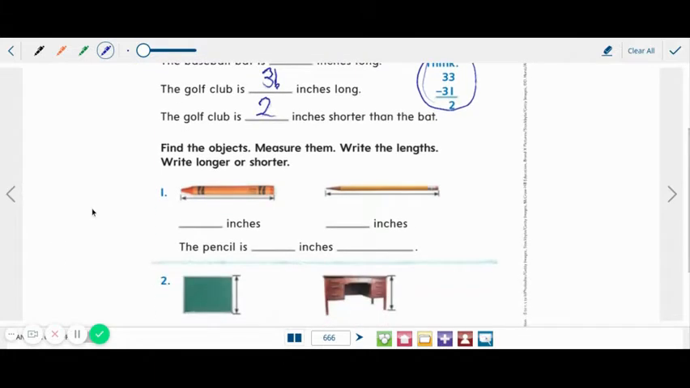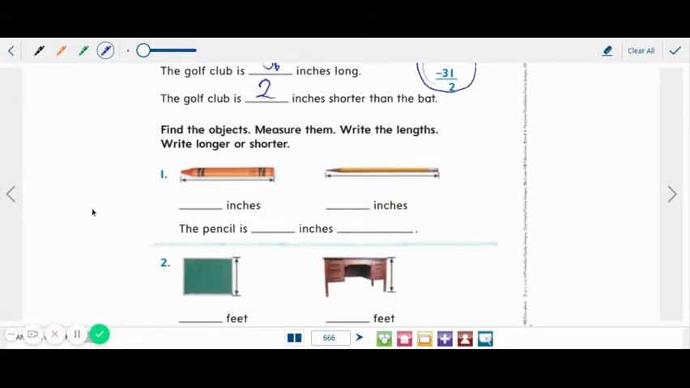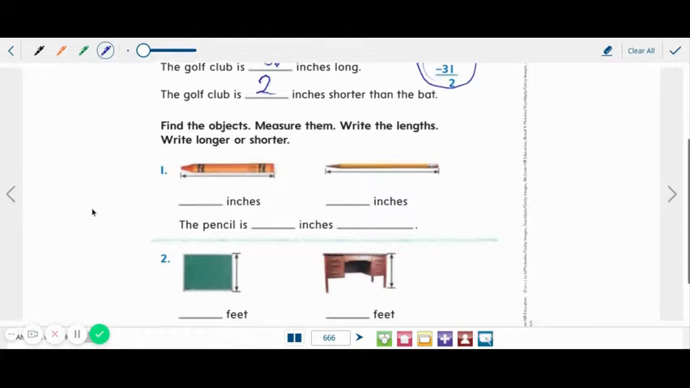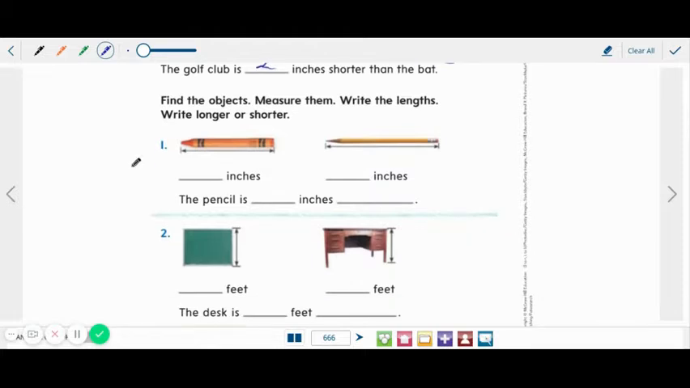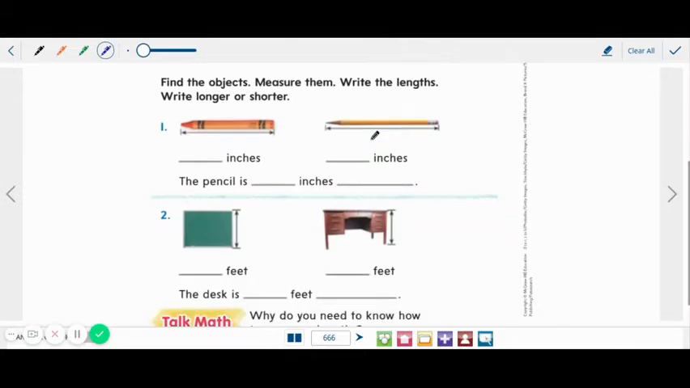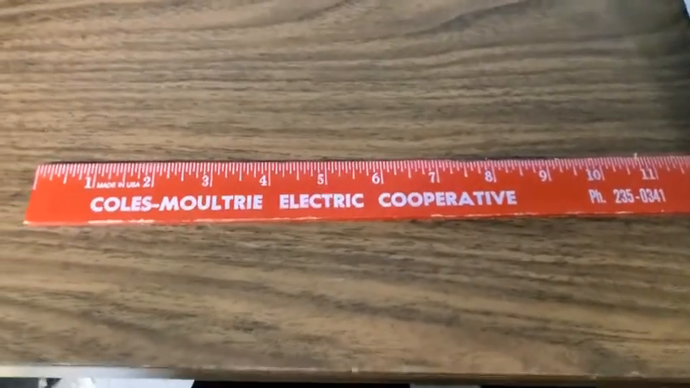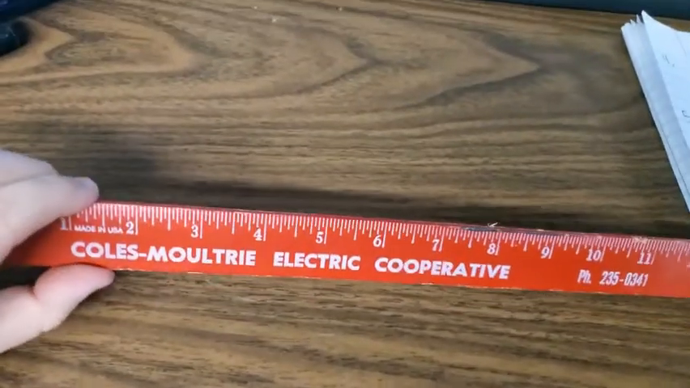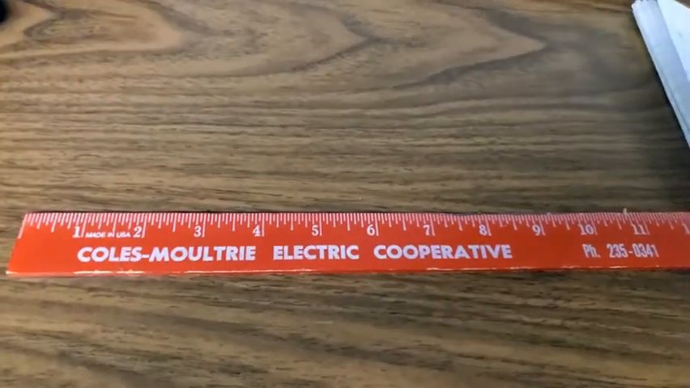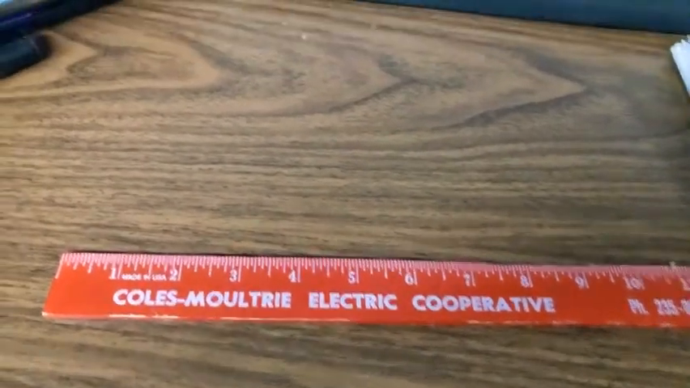Alrighty, look up at what we got next. Find the objects and measure them. Write the lengths. Write longer or shorter. All right, so number 1 here. You're going to find the lengths of the crayon, and then this image over here is a pencil. I switched the video over here so you can see my ruler and the objects that were mentioned.